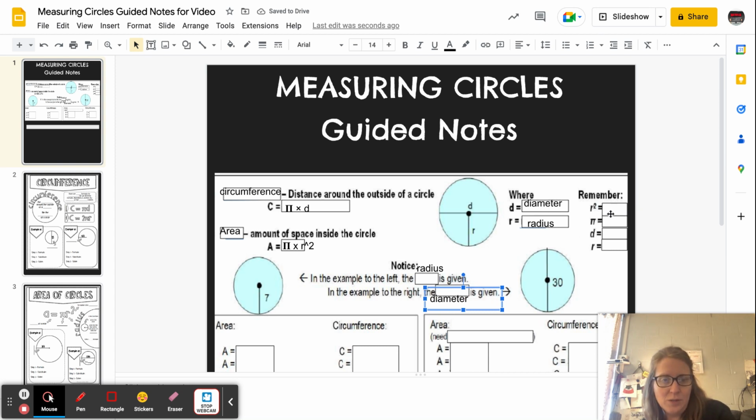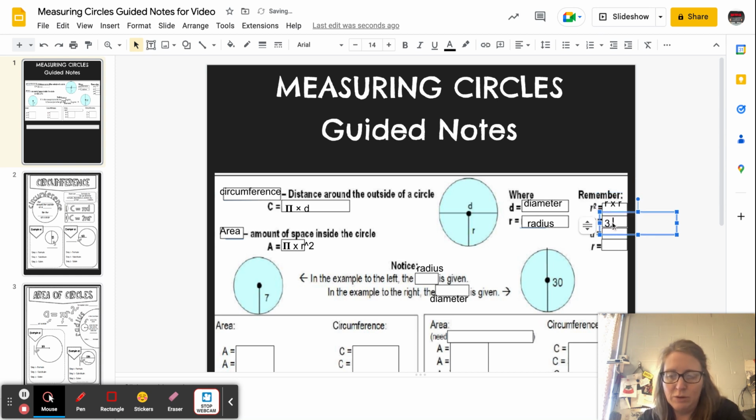Okay, and so the other thing we need to do is r squared. What r squared is, is r times r. So r squared is not r times 2. It is r times r. And that is a big thing to remember, okay? And then for pi, the approximation for pi is 3.14. Sometimes they're going to ask you to approximate it, and you're going to put in 3.14. Sometimes they're going to ask it in terms of pi, and they're just going to leave the pi button on there.